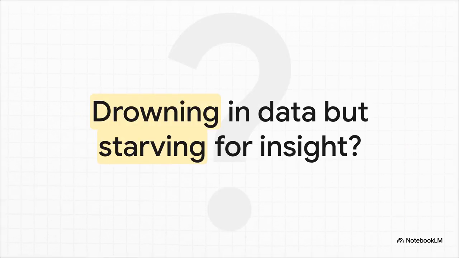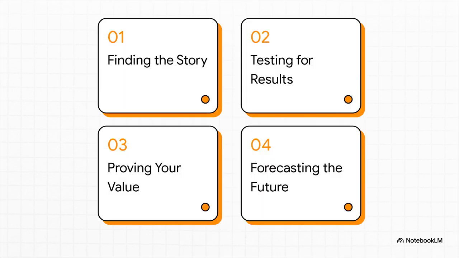Does this sound familiar? You're practically drowning in data, right? You've got campaign stats, website analytics, social media numbers. It's everywhere. But turning all that noise into a clear signal, into something you can actually use, now that's the hard part. So to tackle this, we're going to walk through this really powerful framework called the Marketing Optimization Loop.